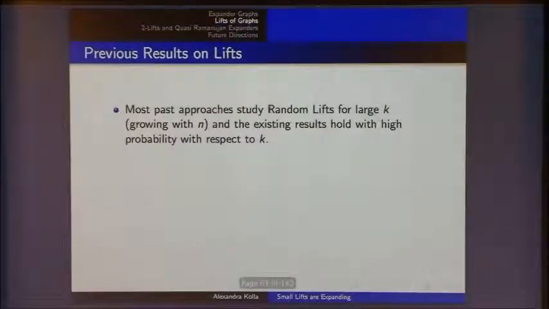Okay. So here is what has happened so far until this result on lifts. Most of the things have happened in the regime where k is large, where k tends to infinity, for example larger than the number of nodes of the graph. The results that I'm going to present on this slide hold with high probability in k. So you need to have an n-lift or more, where n is the number of nodes of the graph, for the following results to be true.